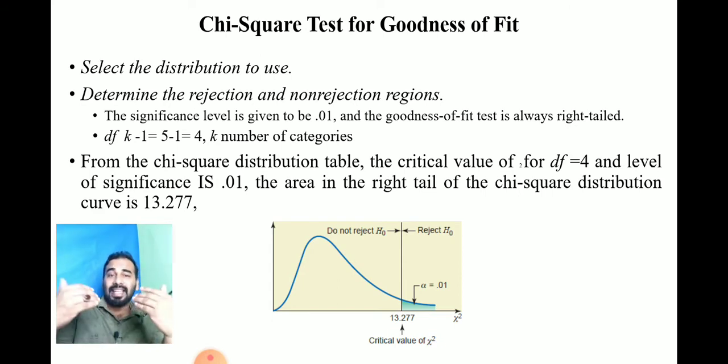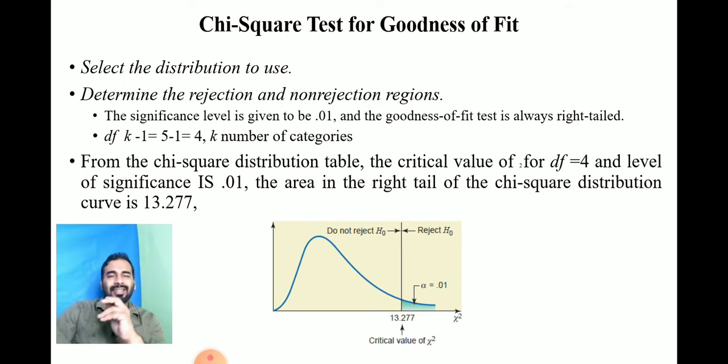So what do we have to do next? Next you go to the chi-square table. From the chi-square table you find the critical value for df = 4 and level of significance 0.01, because in the question we assume that we want a 1% level of significance. When we look at the table, we get 13.277 for 4 degrees of freedom and 0.01 level of significance. So the table value for the chi-square test would be 13.277.